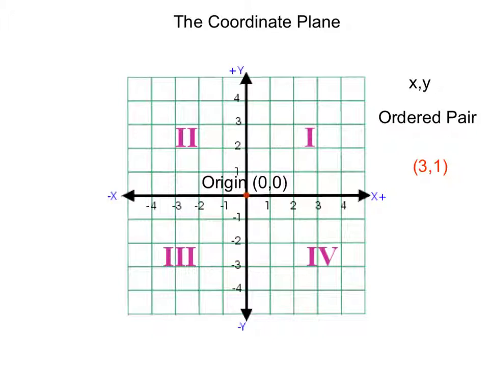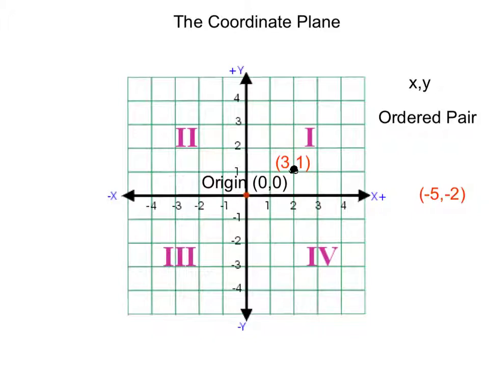So here we have an ordered pair, and this ordered pair is 3, 1. So what I'm going to do if I want to move where that ordered pair tells me is to start at my origin, and I'm going to move along the x-axis first, 1, 2, 3, and then I'm going to move up 1. So where that is going to end up is right there, and my ordered pair then is 3, 1.